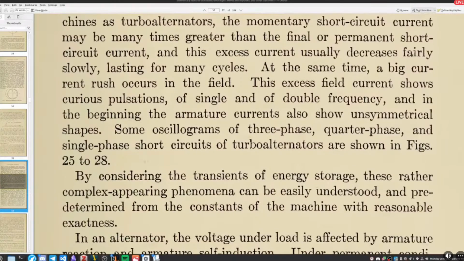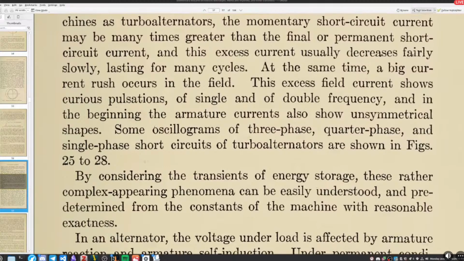At the same time, a big current rush occurs in the field. This excess field current shows the continuous pulsation of a single and of a double frequency, and in the beginning of the armature current also shows the unsymmetrical shapes. Beginning of the armature current.